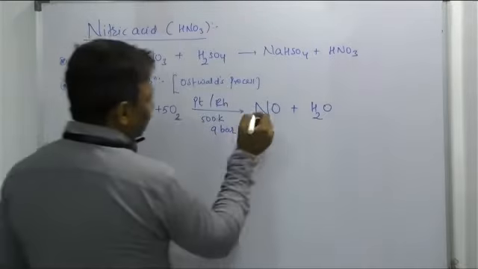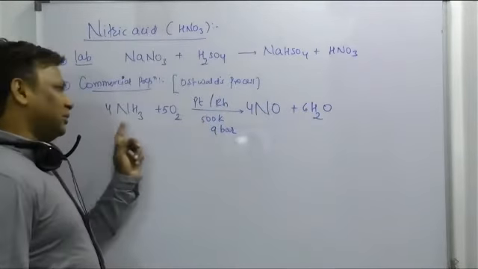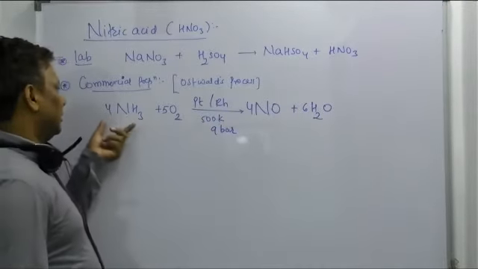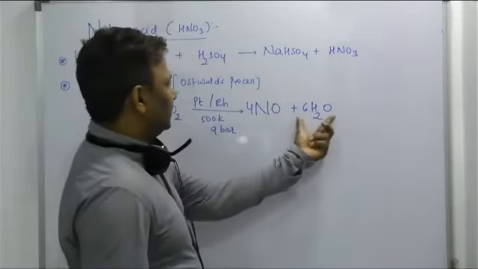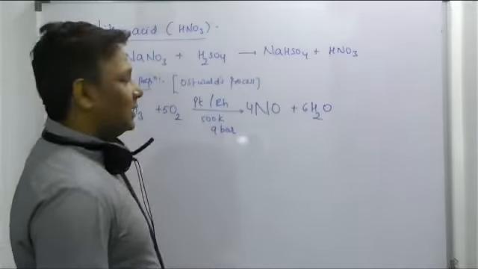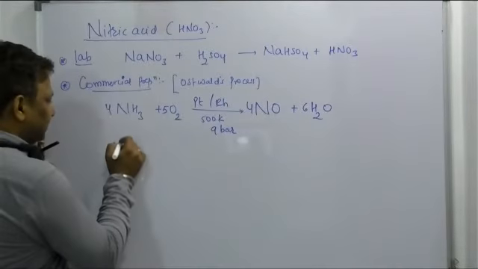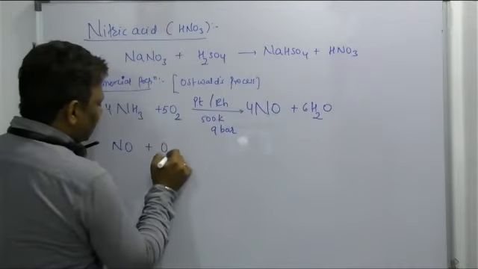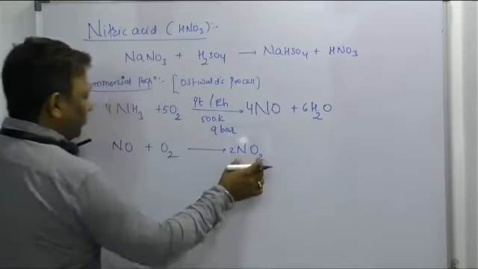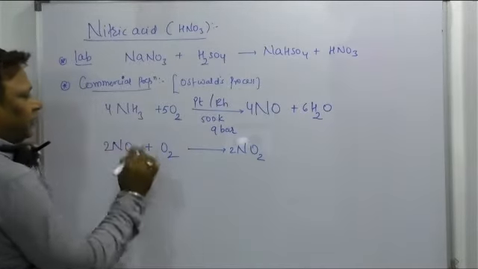4, 5 and 4, 6. Simple way to balance it. How simple, na beta? 4 nitrogen, 4 nitrogen. 12 hydrogen, 12 hydrogen. 6 plus 4, 10 oxygen. Balanced. We got nitric oxide, which further undergoes oxidation and forms nitrogen dioxide. Make it 2 NO2, oxygen 4, means 2 plus 2, 4, balanced.